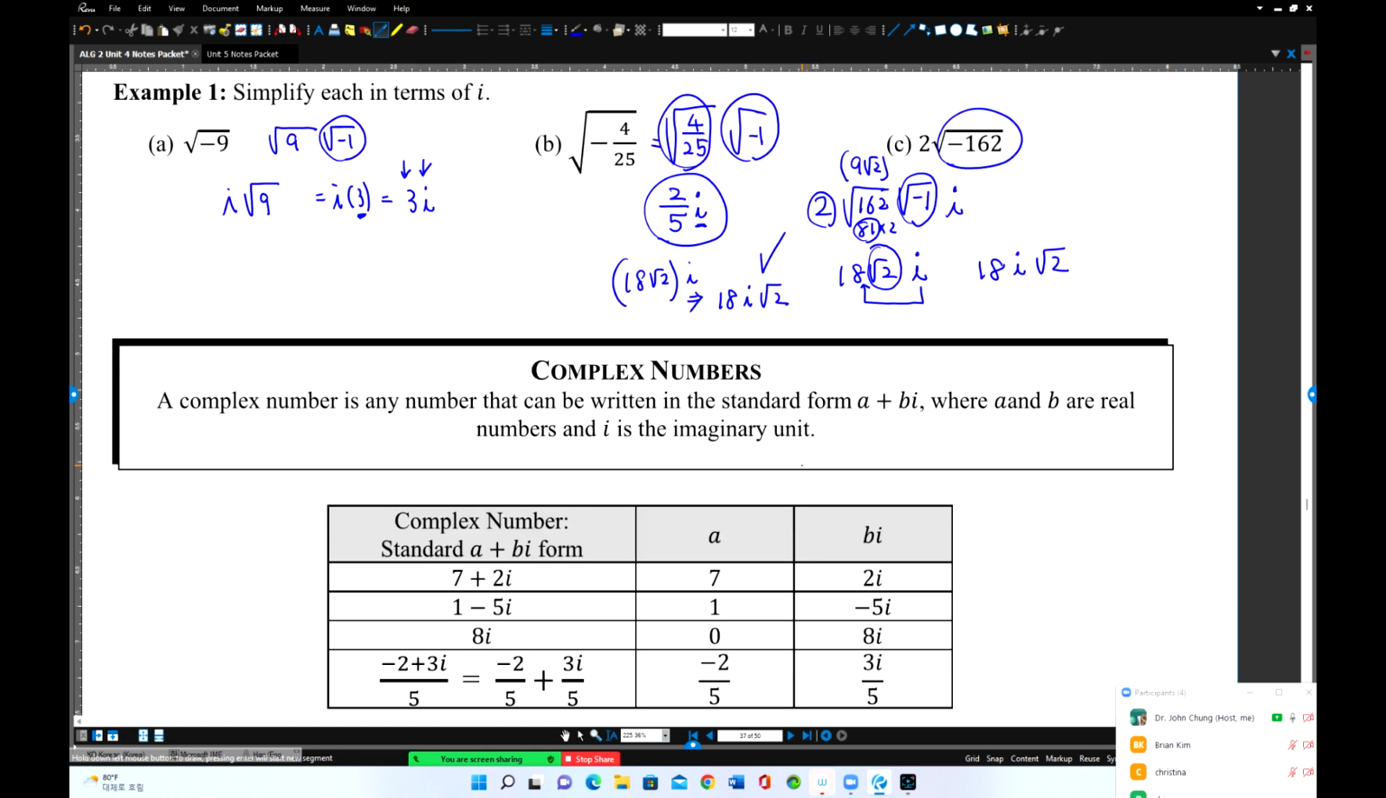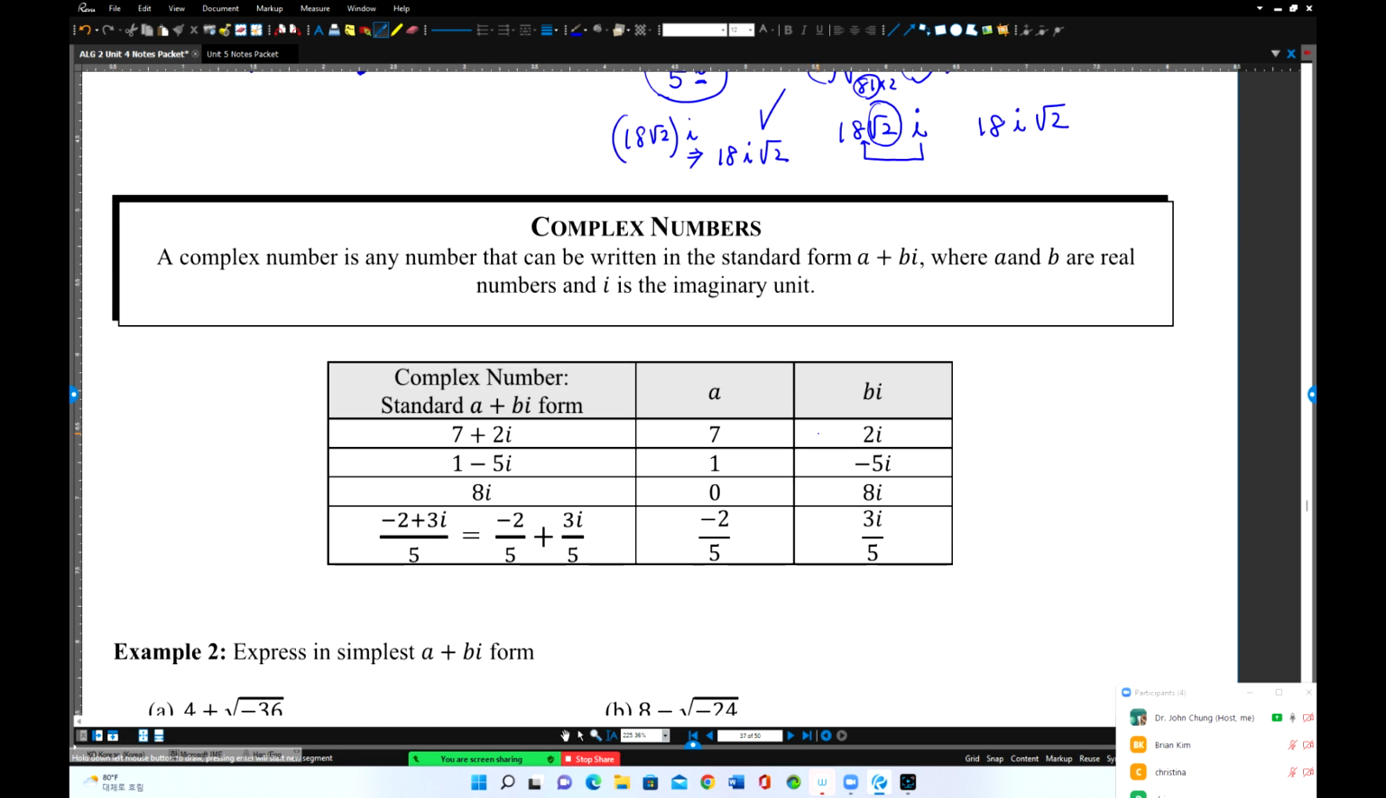A complex number is a combination of real and imaginary. It's called a complex number. This is the real part. This is the imaginary part, with i, because this number has i, so it is imaginary. So this is real, the other one is all imaginary. That's the combination of real and imaginary. The 7 is what we call the real part, and the coefficient of i, 2, is the imaginary part.